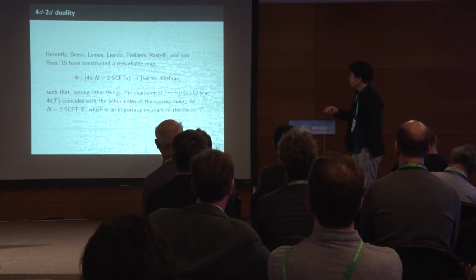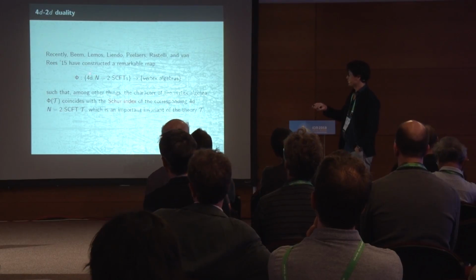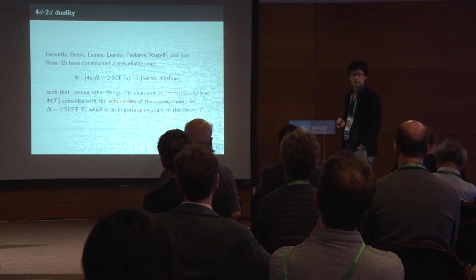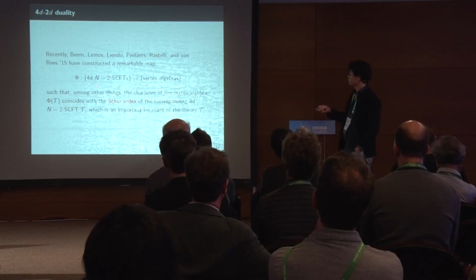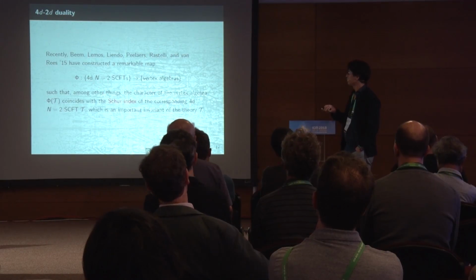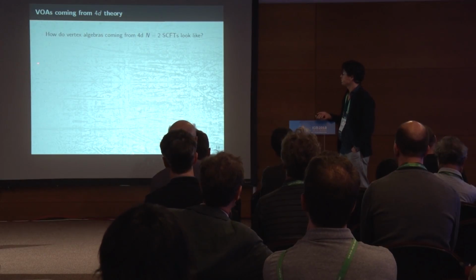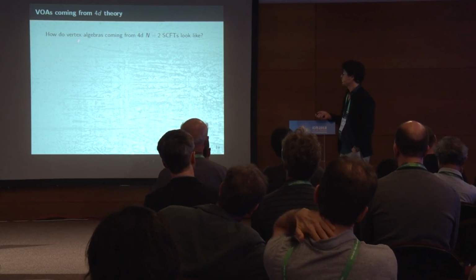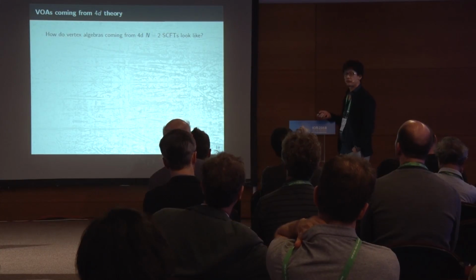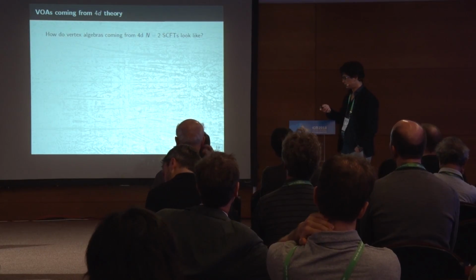Now, this is quite a large class of superconformal field theories. So by applying this functor, you get many, many interesting vertex algebras. And we'd like to know what the vertex algebras coming from these 4-dimensional theories look like.